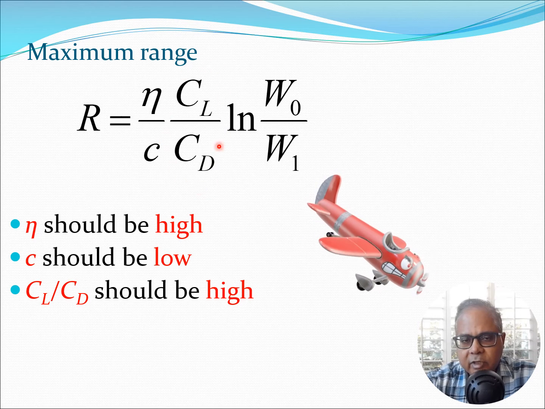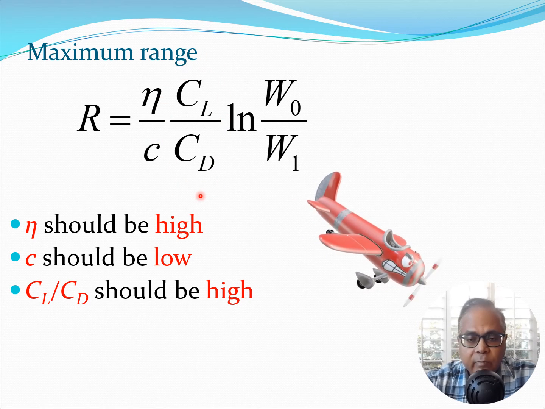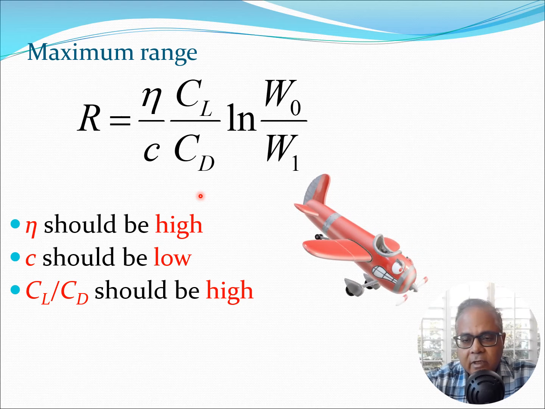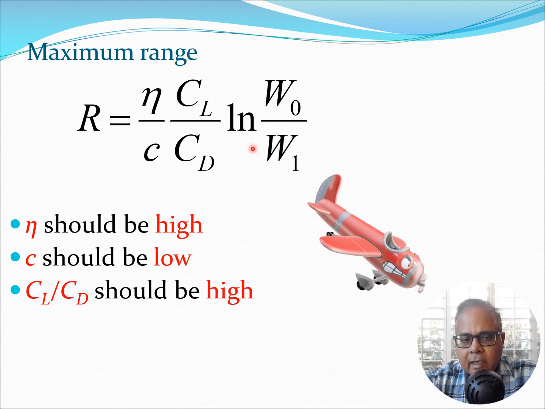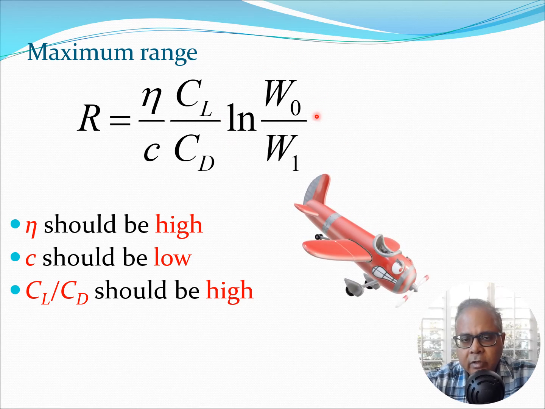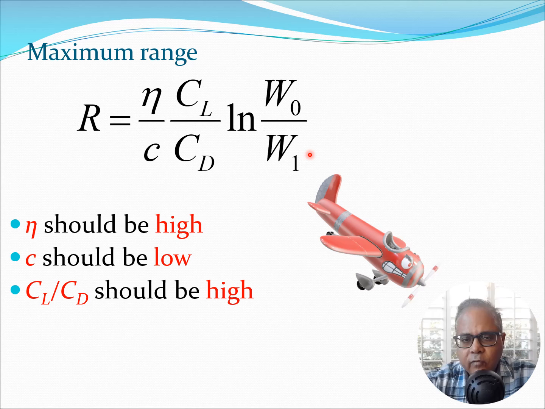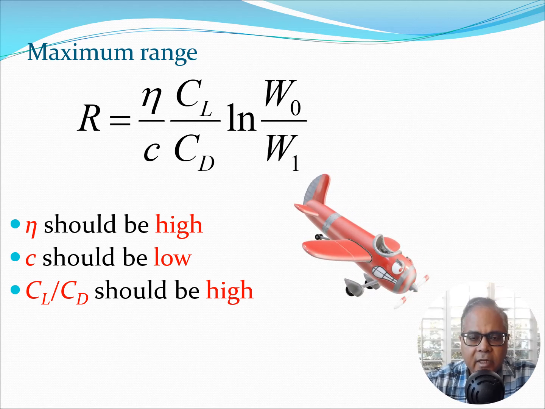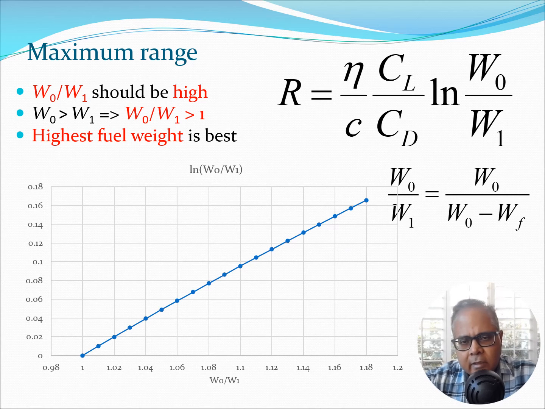So again, this is something which is coming from the drag polar and the airplane design and the aerodynamics of the airplane. And then we are going to look at this part in the next slide, the log W0 by W1 part. And to remember, this equation is for a propeller airplane. So let's now look at this term here, which is the log term. Now, to think about this term, we immediately realize that W0 by W1 should be as high as possible.